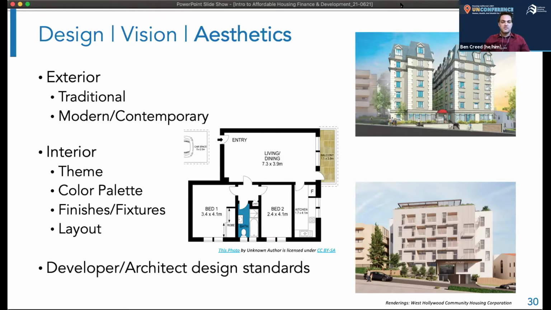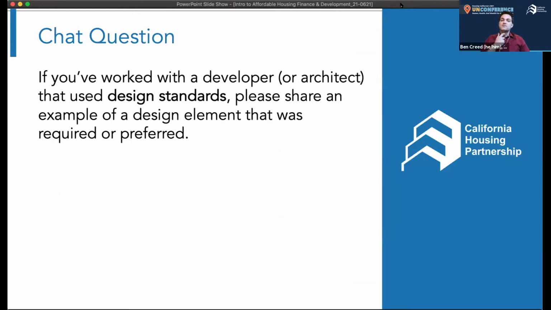In fact, many developers and sometimes other members of the design team will bring their own list of design standards, again, often informed by what has worked well and what has not worked on past buildings, but also sometimes just based on personal preferences. And so for design standards, we wanted to ask all of you, if you've worked with a developer or on a development project, or maybe with an architect or interior designer that brought to the project their own list of design standards, tell us, give us an example of a design element that was required or at least preferred on this list of design standards.